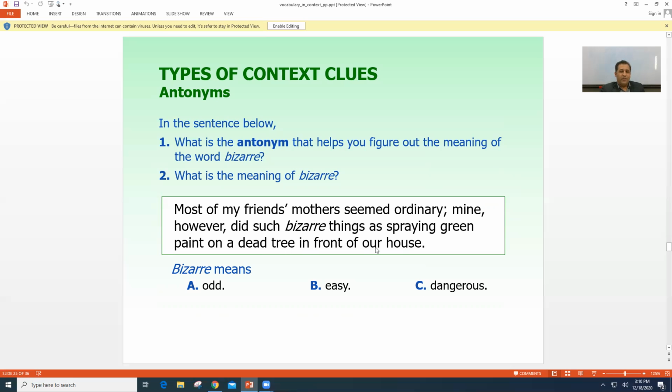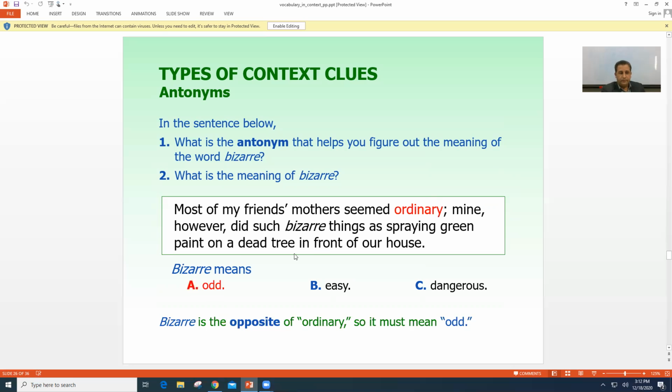Do you think it's an ordinary thing? Of course, it is not. So what do you think the word bizarre could mean? If you've got these three meanings, odd, easy, dangerous. So if most of my friends' mothers seemed ordinary, that means your mother is at least not ordinary, okay, because you have used this word, however. And if she is actually spraying green paint on a dead tree in front of our house, that means bizarre means easy, no. Bizarre means dangerous, no, because spraying green paint on a dead tree is not dangerous, but it is actually odd. So odd is the meaning of bizarre. So what is the opposite which you have got here actually, antonym? That is perhaps ordinary. So the opposite of ordinary could be odd or bizarre.